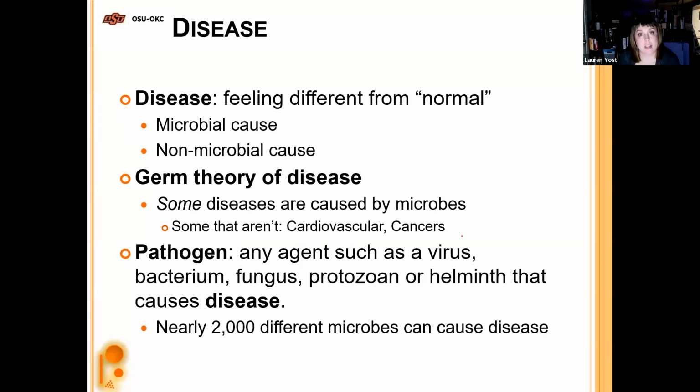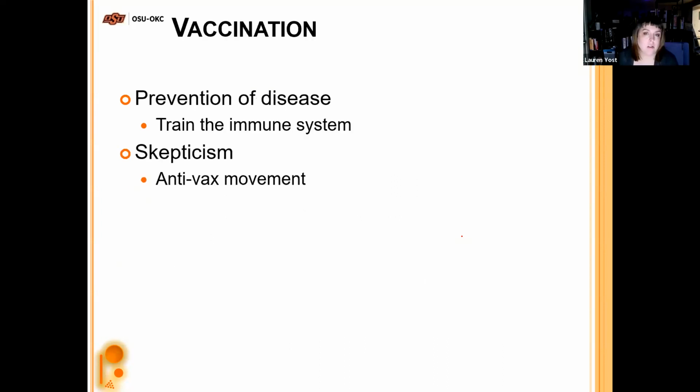So a pathogen, that term that I keep using, is any agent, any microbe typically, that includes viruses, that can cause disease. So when we talk about microbial causes of disease, we are talking about pathogens. There's over 2,000 that can cause disease. So how are we going to prevent disease? Primarily we use vaccination, right?